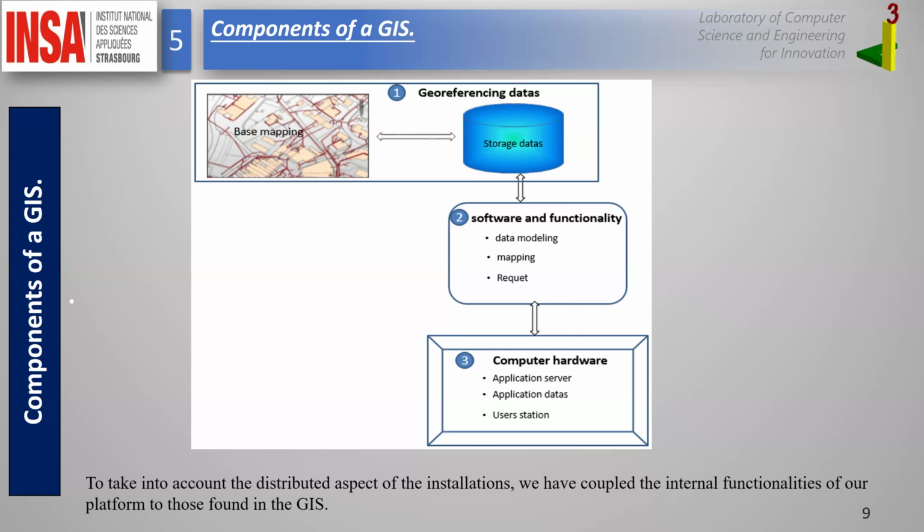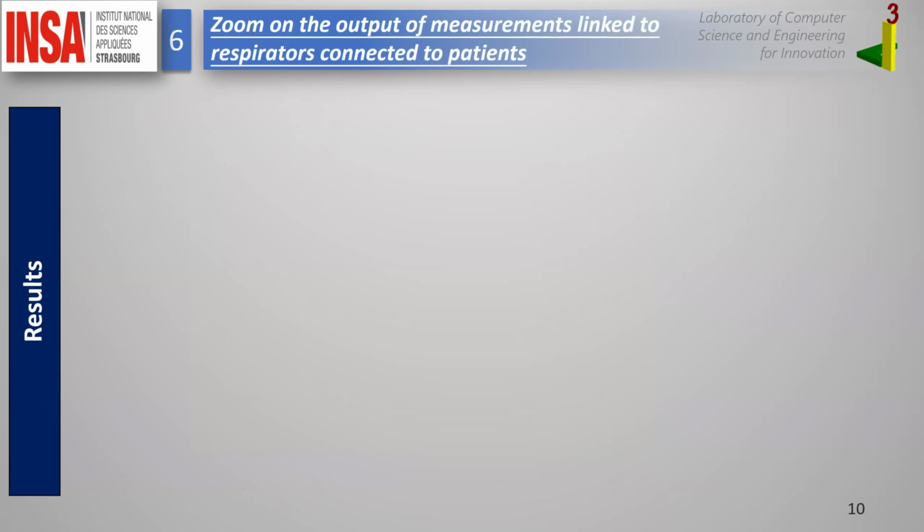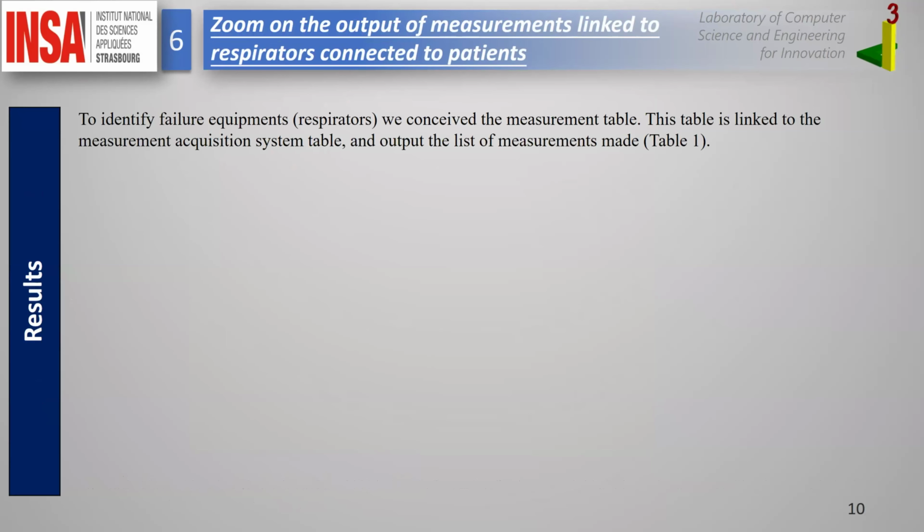To take into account the distribution of the installation, we coupled the internal functionality of our platform users found in the GIS. And this is an example.